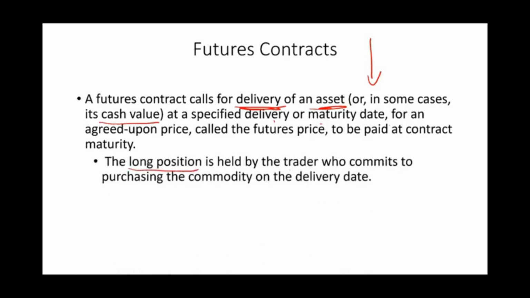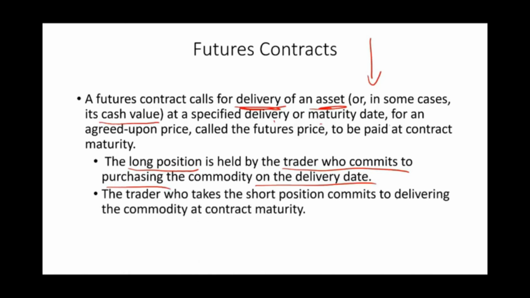The long position is held by the trader who commits to purchase. So if you have a long position, if you're saying I want to buy the oil, and you have that contract, you have to buy it on the delivery date. You have to buy the oil, and there was no room, no inventory, no capacity because people were not driving, to store the oil. This is the long position. The trader who takes the short position commits to delivering. The person that sells you, who takes the short position, will deliver it to you. They will give you the oil. They don't want it. They're selling it. But you have to accept the oil.